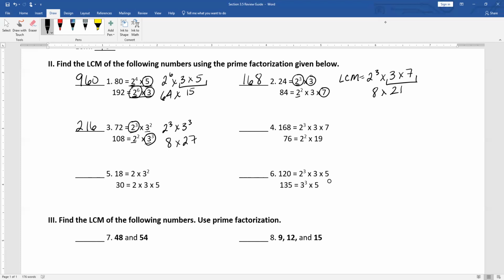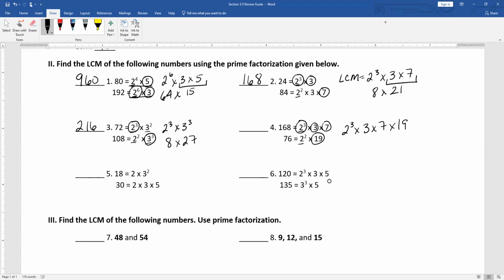All right, 168 and 76. So same thing. We use the one with the higher exponent, so 2 to the third, and then there's a 3 and a 7 and a 19. So this one's going to be huge. So 2 to the third, 2 cubed, 2 cubed times 3 times 7 times 19.